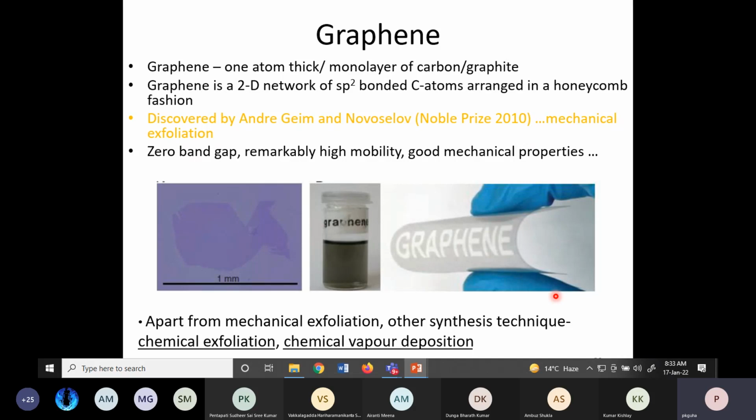Now this graphene based material was first developed experimentally by Andre Geim and Novoselov from University of Manchester, England, UK, and they were awarded the Nobel Prize around 2010 for their experimental development of graphene. Graphene had been around much before 2000 or 2005, at least theoretically. But they developed it experimentally for the first time.